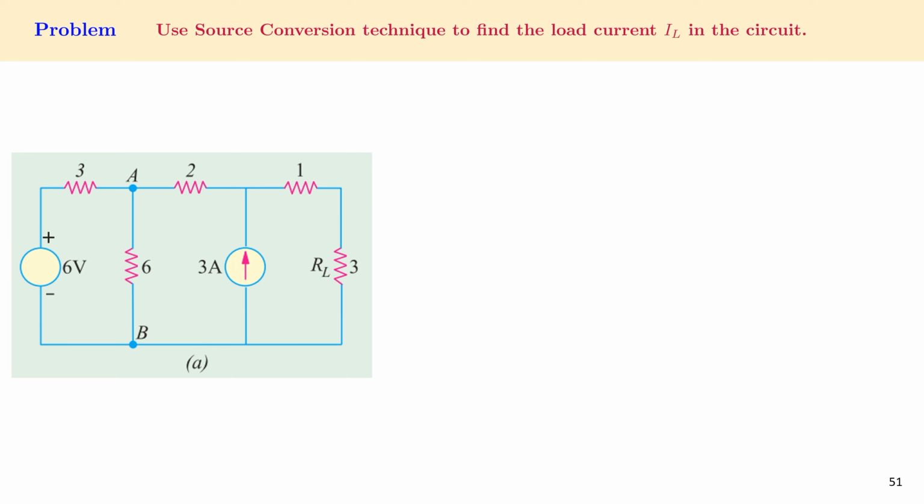Another problem: use the source conversion technique to find the load current IL in the circuit. If you inspect, you can see that there is a 6 volt voltage source and a 3 ampere current source, and RL is a load resistor connected in the circuit. We have to find IL, which is the current that is going to flow across the load resistor RL. Let's see how it can be done.